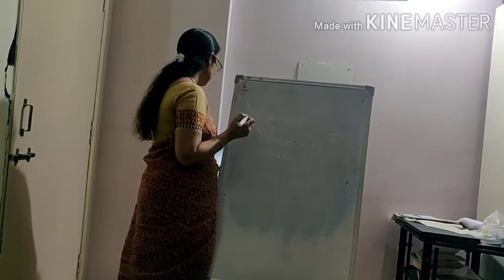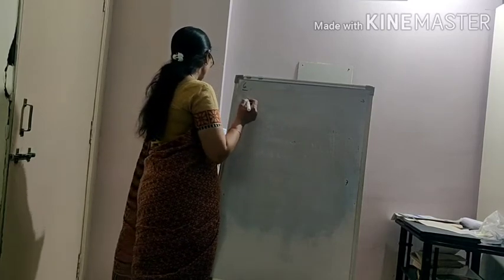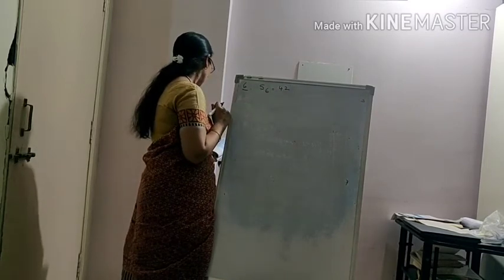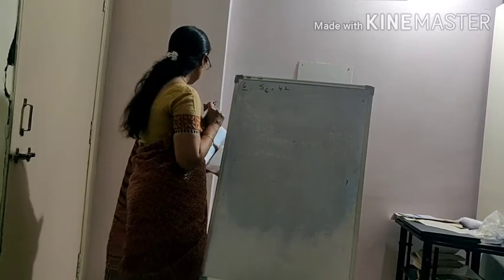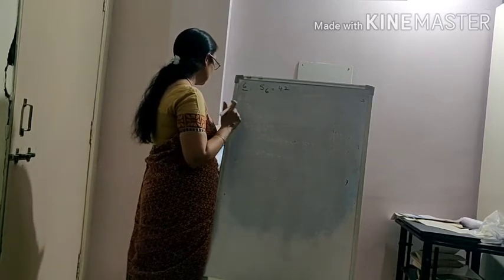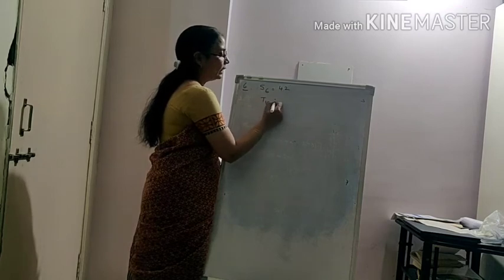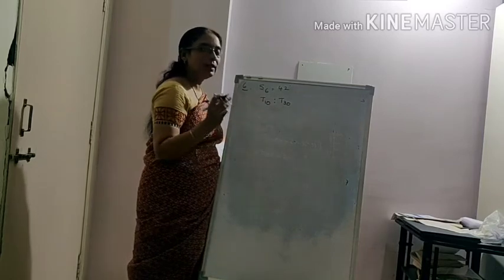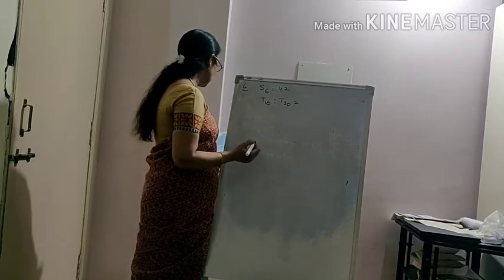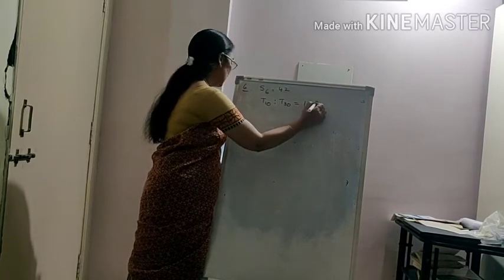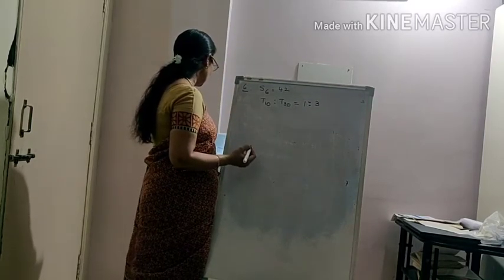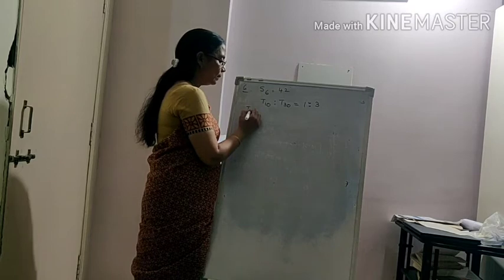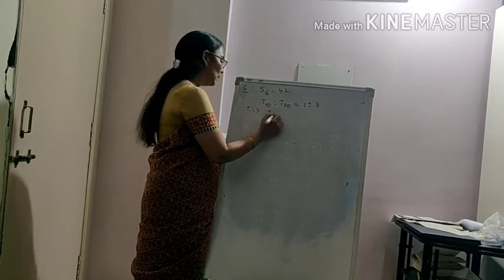The sum of the first 6 terms of an AP is 42. S6 is 42. The ratio of the 10th term to its 30th term. Terms always remember denoted by T so that we will not get confused. T10 to T30 is 1:3. Calculate the first and the 13th term of the AP. He wants the first term and the 13th term.